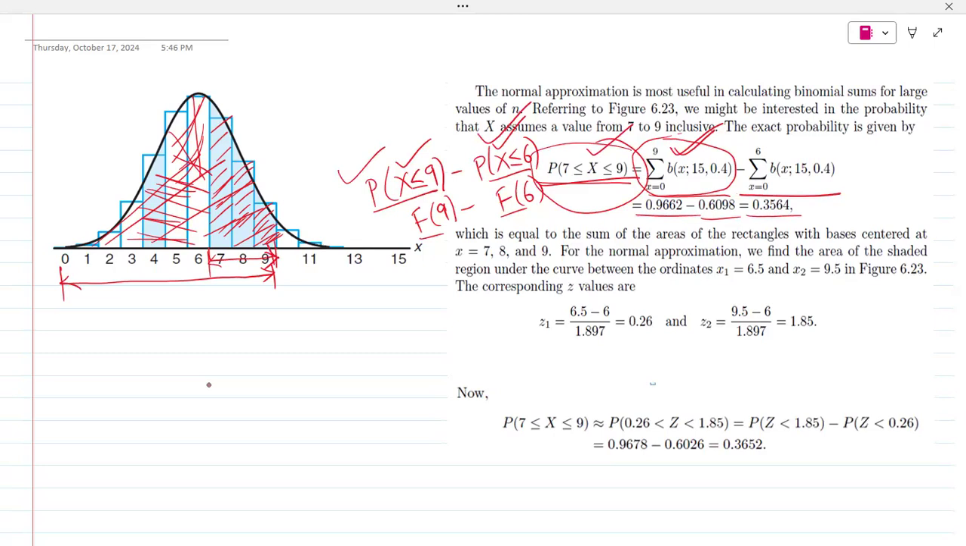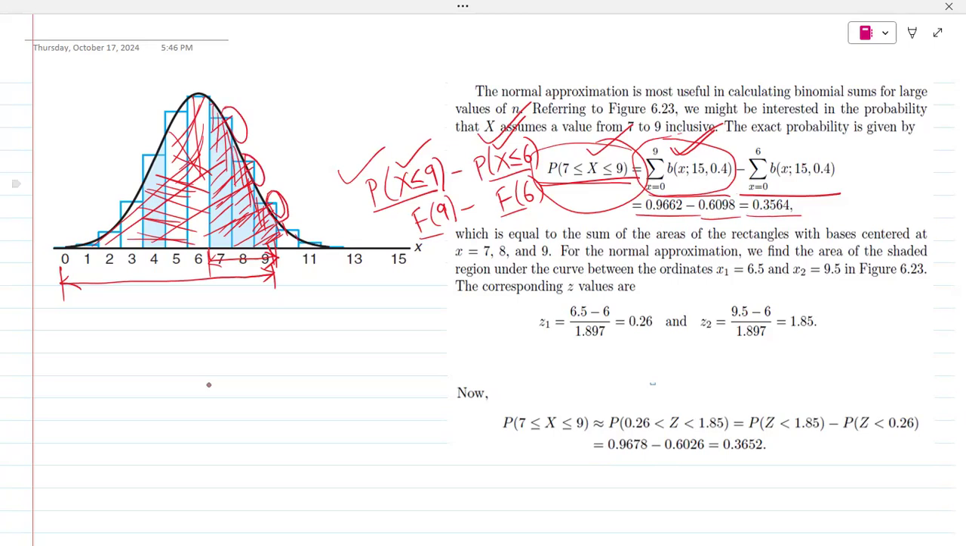Now we will try to find the approximate value of the same probability, but using the normal distribution. For that, you can see this area will be this one, under this curve. Obviously this white colored portion will be left behind, so it will not be the exact area. It will be approximately equal.